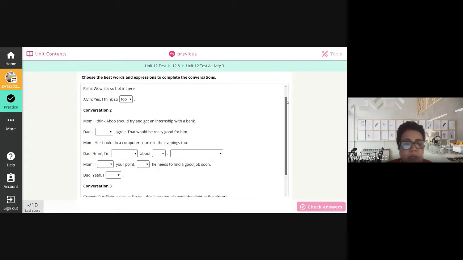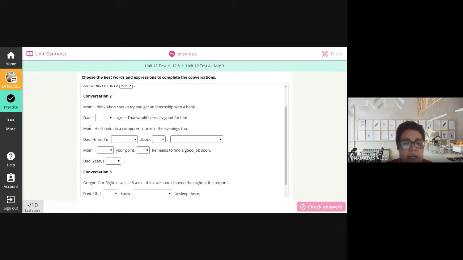Number 2, a mother and a father talking. I think Abdul should try and get an internship with a bank. I totally agree. That would be really good for him. He should do a computer course in the evenings too. I'm not sure about that.